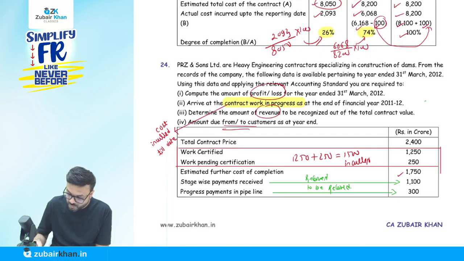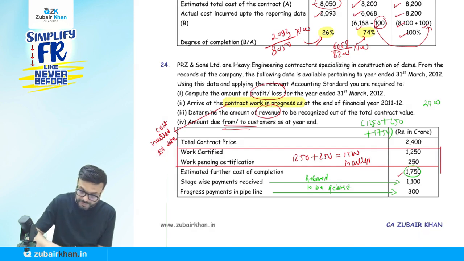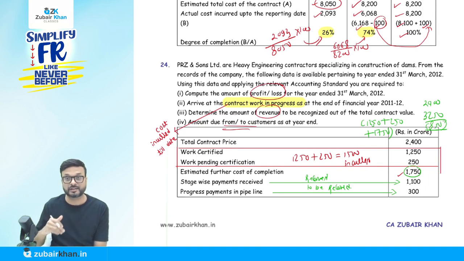So how much is the profit or loss? In this case it is a loss, I will tell you why. The total revenue is 2,400. The cost incurred is certified 1,250 plus pending 250, that is 1,500, plus further cost 1,750. So 1,250 plus 250 plus 1,750, that is coming 3,250. So we have a loss here: 2,400 minus 3,250, that is coming 850. So we have to recognize the loss of 850.